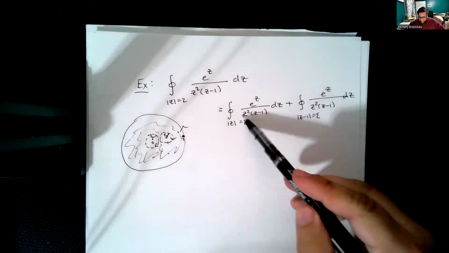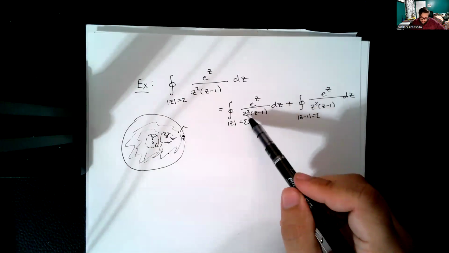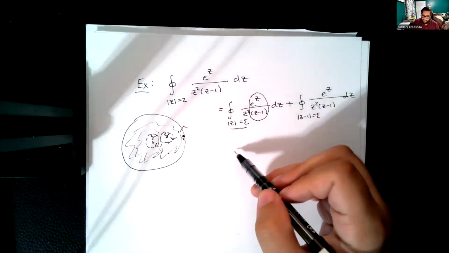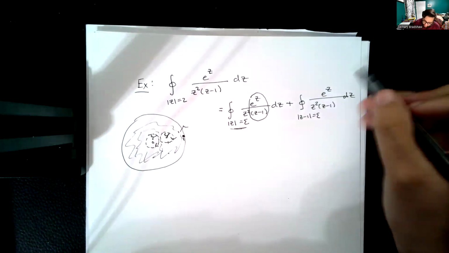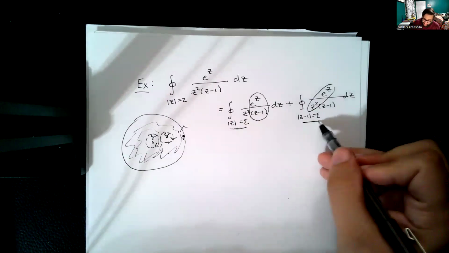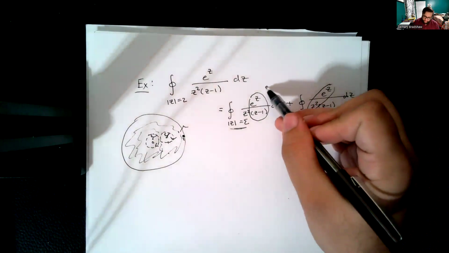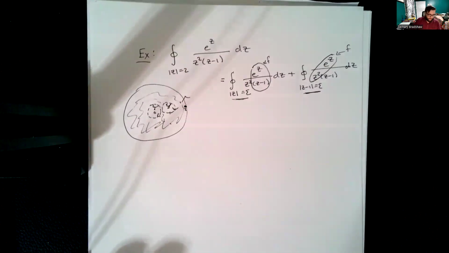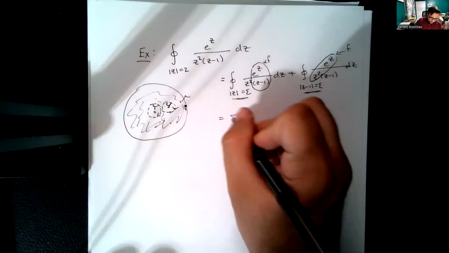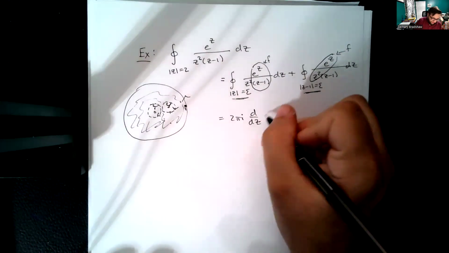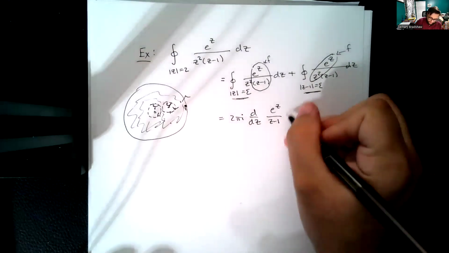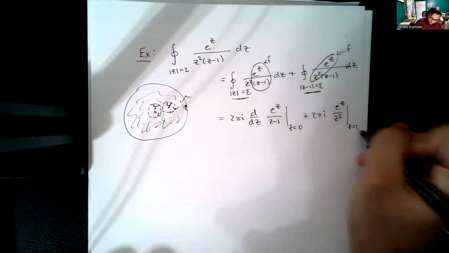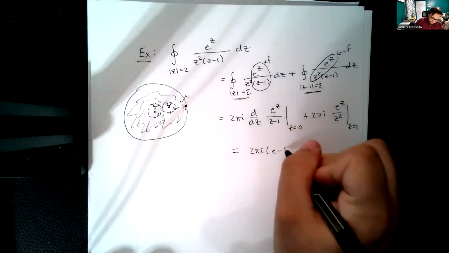Okay, so now this guy is analytic in this region, or inside this region rather, and this guy is analytic inside this region. So this will be my f for this integral, and this will be my f for this integral. And now I just apply the Cauchy integral formulas again, and I'll just tell you what you get. So this will be 2 pi i times the derivative of e to the z over z minus 1 at z equals 0. And this will be 2 pi i e to the z over z squared at z equals 1. And what you get at the end of the day is 2 pi i e minus 2.